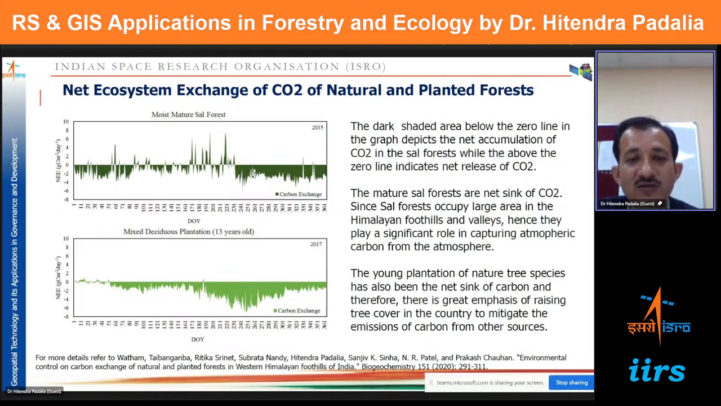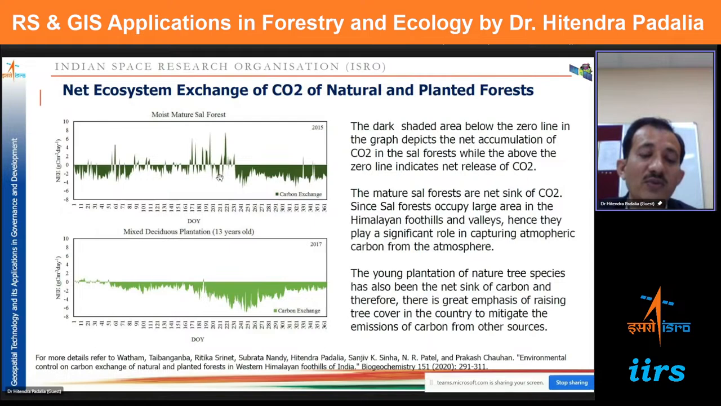So the forest looks green, and anybody looking at a green forest will say that yes, it is a net sink, it absorbs more carbon dioxide than it releases. But when you install such instruments, they reveal that this is not the whole truth. Sometimes respiration becomes more than photosynthesis, and at that time the forest becomes a net source of carbon.